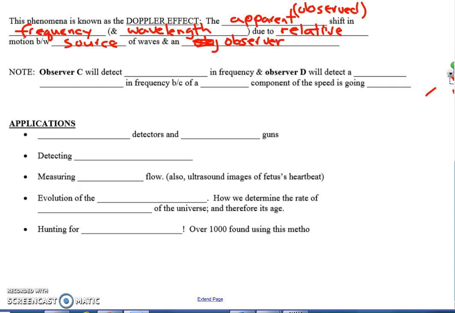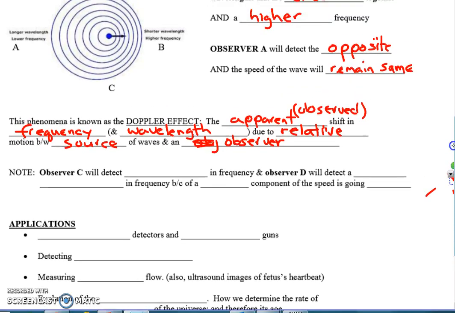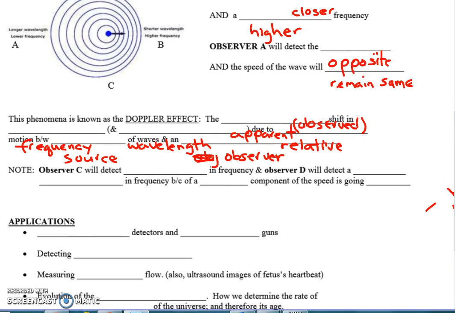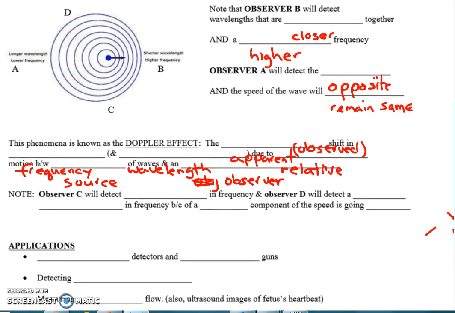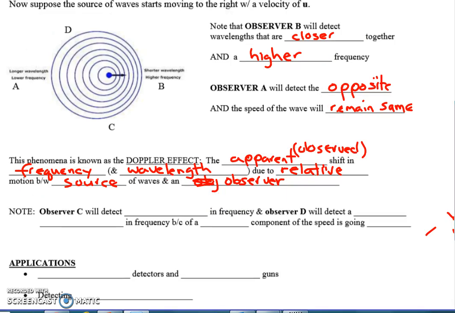Okay, so there's a lot there, a lot of details. Let me go back up to our picture right here. We already mentioned the apparent part. We talked about the frequency. So what's the relative motion?